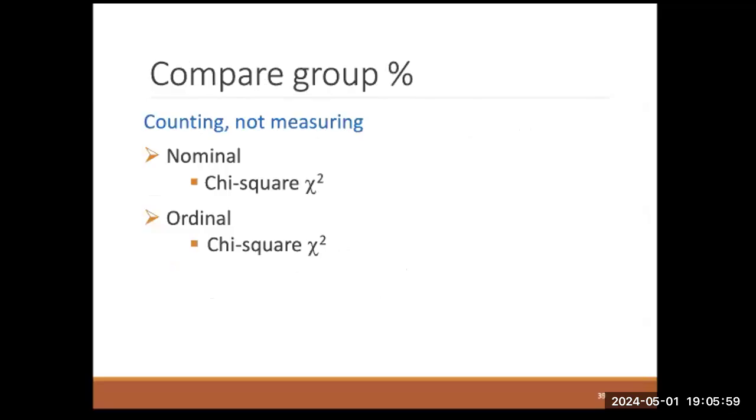When we compare group percentages, it's important to know that we are looking at or counting occurrences. We're not actually measuring anything, right? So we're seeing how many times something occurs. So for nominal data, again, you can use chi-squared, and that symbol is how you know it's a chi-square analysis that you're doing. And for ordinal data, it would still be a chi-square.